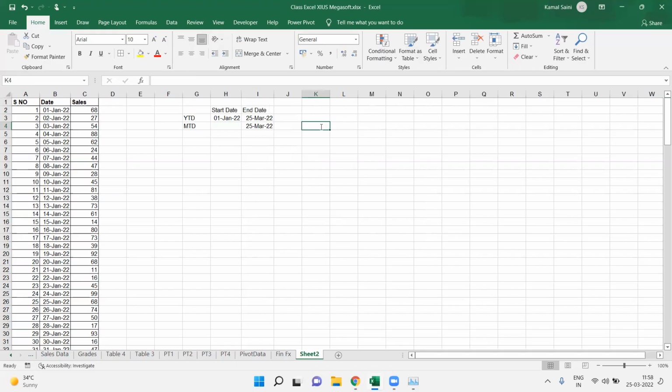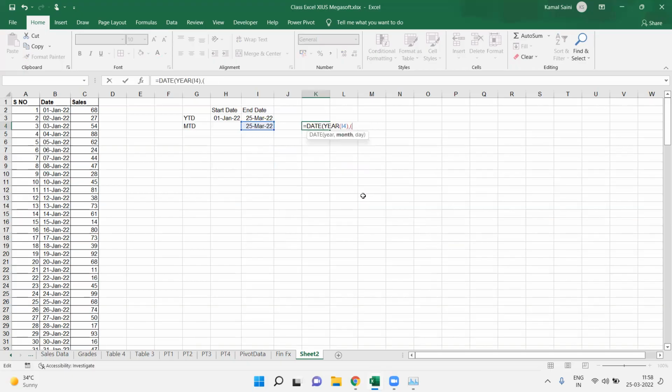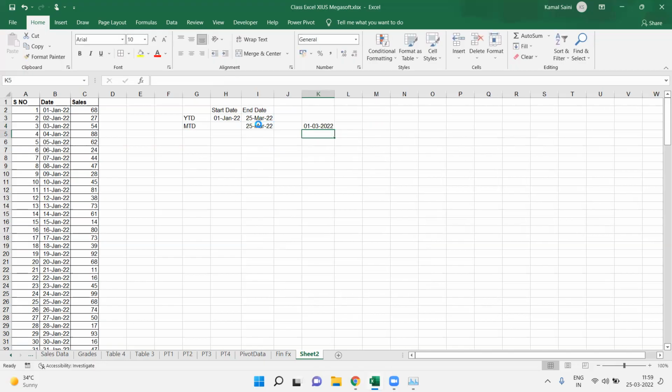So equals DATE of YEAR of today's date, and MONTH also for the given date, which is your today's date. And since I need to know where my month starts, it always starts from day one itself. So I'll just use this. So if tomorrow we are working for April, then it will start counting from April onwards.